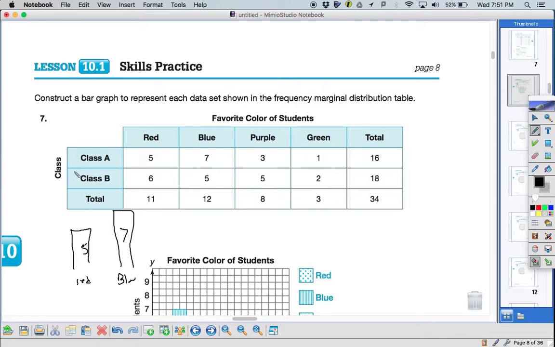So what they're going to do is split this in half, and they're basically going to do this twice, once for class A and once for class B. But instead of labeling them each individually, they're going to simply shade them differently. So you can shade with dots. You can shade with up and down lines, side to side lines. You can shade with crisscrosses. You can be really creative.